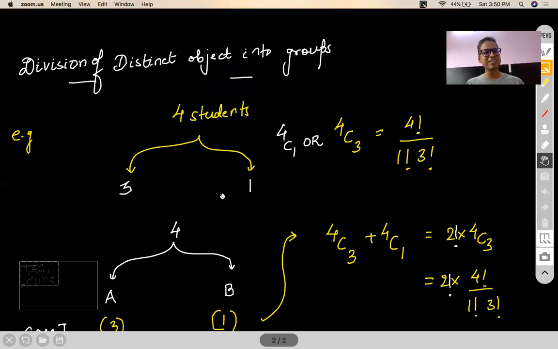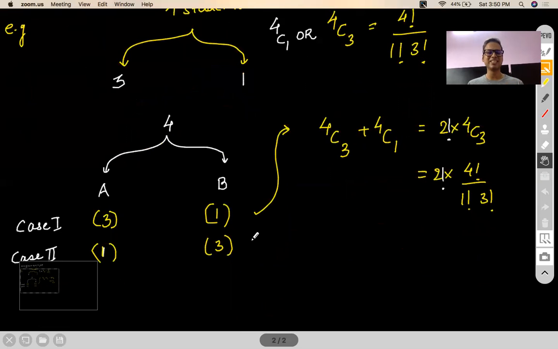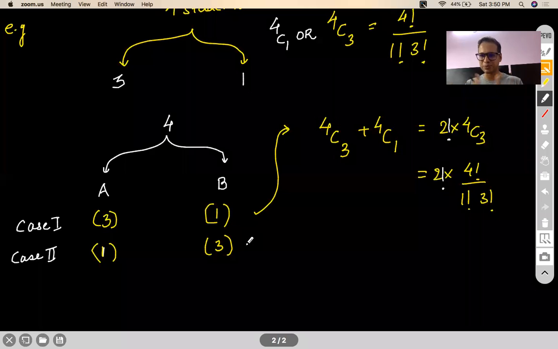Heading of this topic is division of distinct objects into groups. Don't use words like permutation of groups. Permutation of groups, basically you are trying to shuffle these elements within the two groups. Now here, basically I discussed with you two situations. One where order was not important. Order of the group was not important.